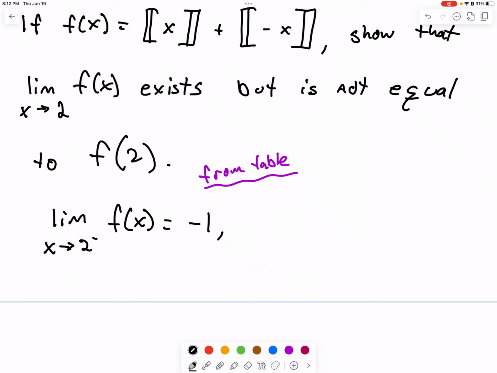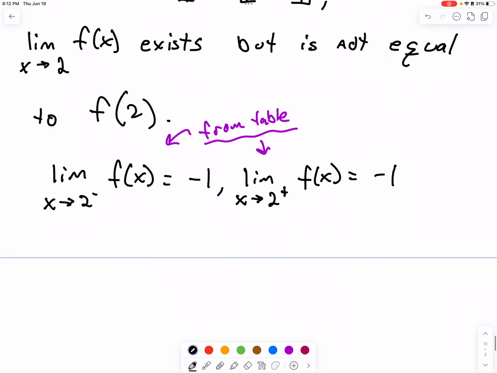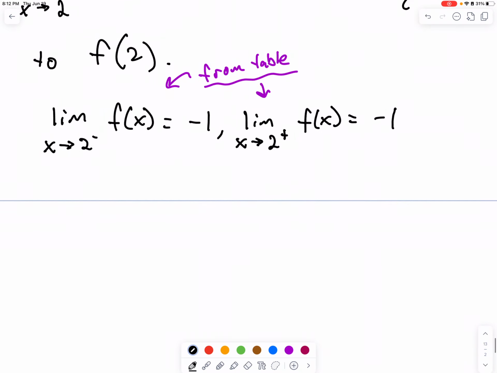Also from the table, these are both from the table. The limit as x approaches 2 from the right of this function, also we got negative 1, right? So because the left-hand limit equals the right-hand limit, we can say the limit as x approaches 2 equals negative 1. But, and that's a big but, all right?